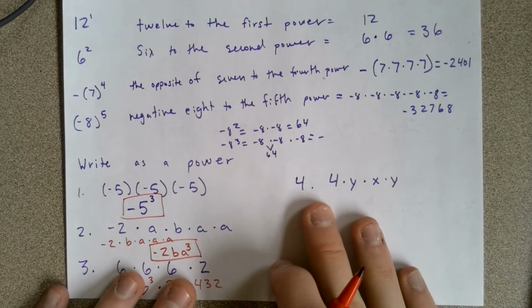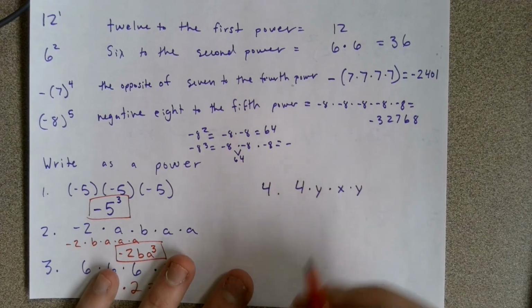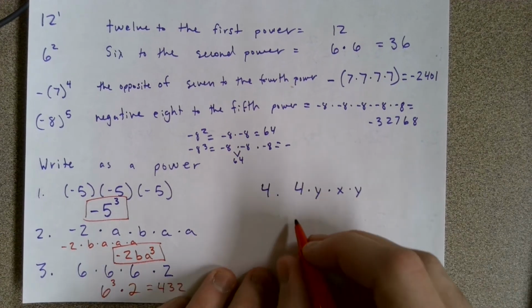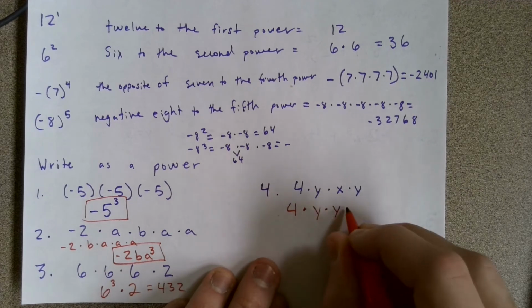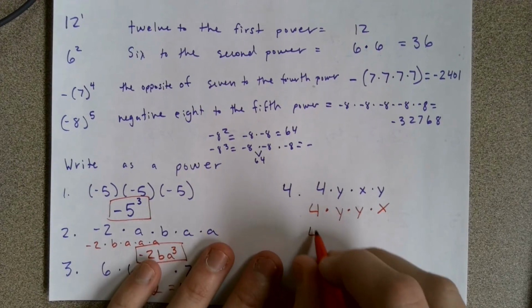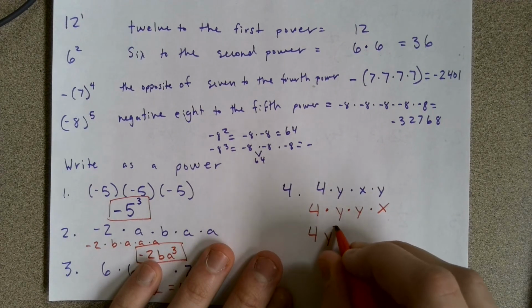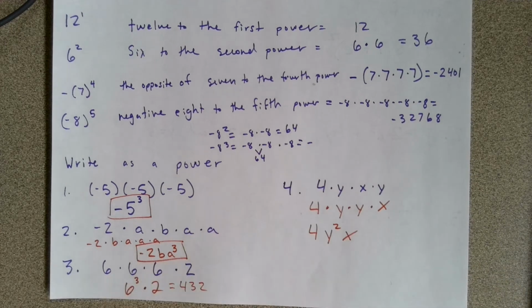All right, and I've got one more for us, number 4 here. 4 times y times x times y. I'm going to start by rearranging. I've got that commutative property of multiplication. I'm going to make it 4 times y times y times x, with those y's next to each other. Now I see 4 times y to the second power, y times itself twice, times x.